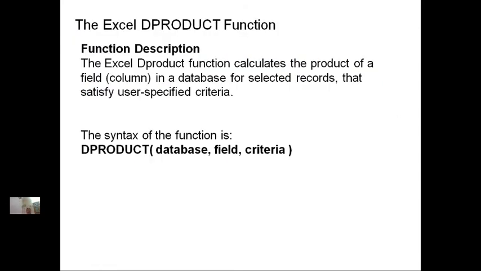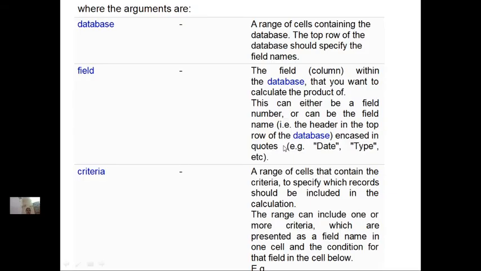Here the next slide is about another database function in Excel, which is DPRODUCT. So what is this DPRODUCT? The Excel DPRODUCT function calculates the product of a field column in a database for selected records that satisfy user specified criteria. So here all the functions have to be specified by the user. It takes into consideration the criteria compulsorily in database functions. The syntax of this function is DPRODUCT, circle bracket open, dbase, field, criteria.